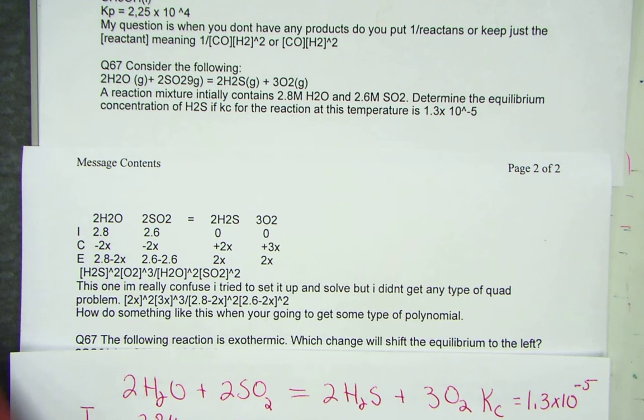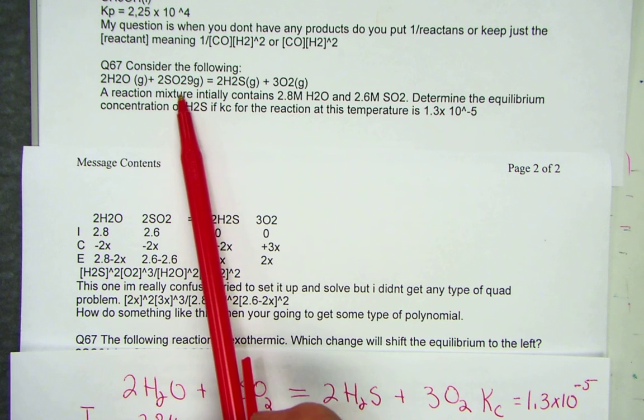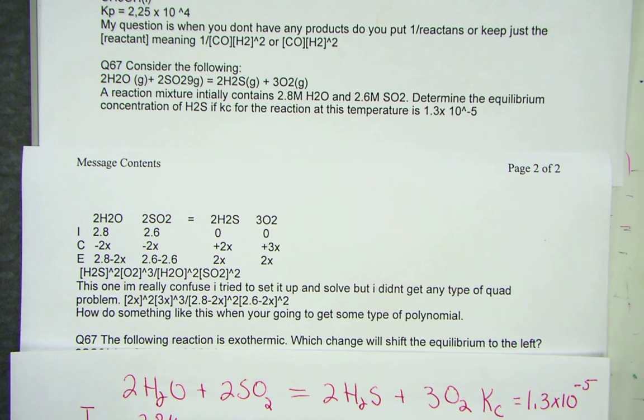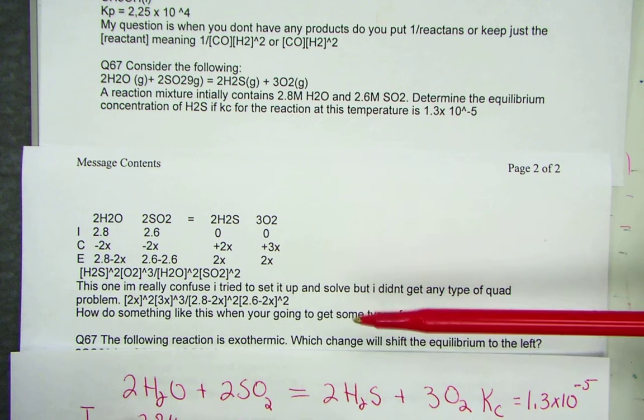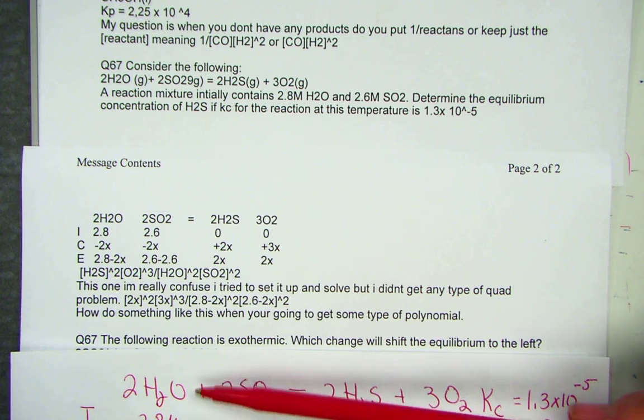The next question that was asked about was the quiz question, number 67. We have an equilibrium of water as a gas with sulfur dioxide gas making hydrogen sulfide gas and oxygen gas with a ratio of 2, 2, 2, and 3. We went ahead and set up an equilibrium where we're dealing with an ICE chart.